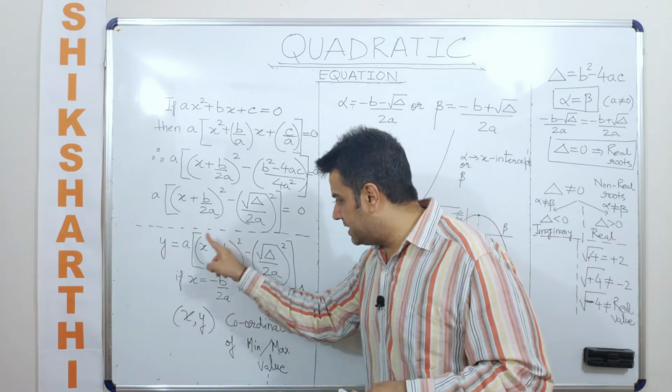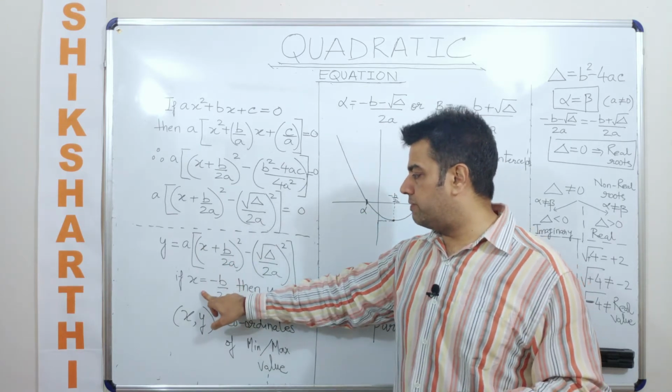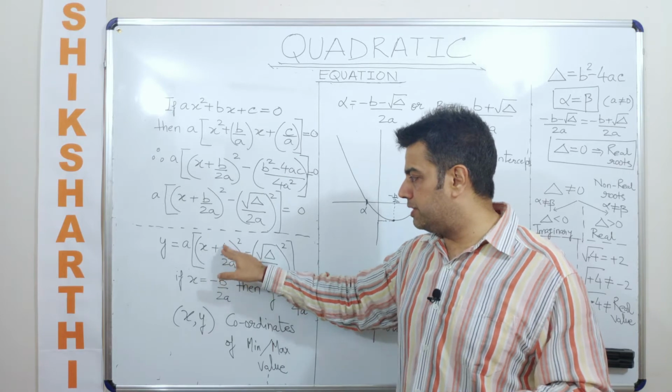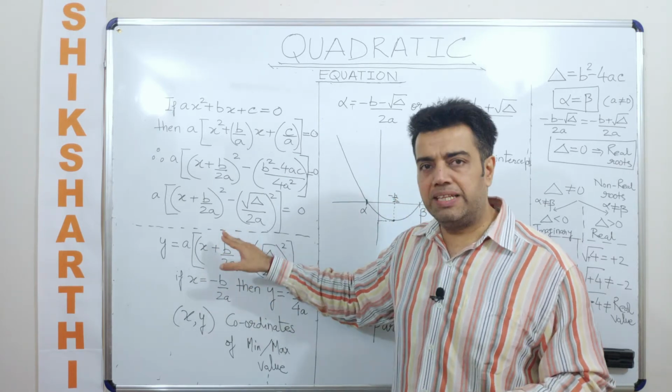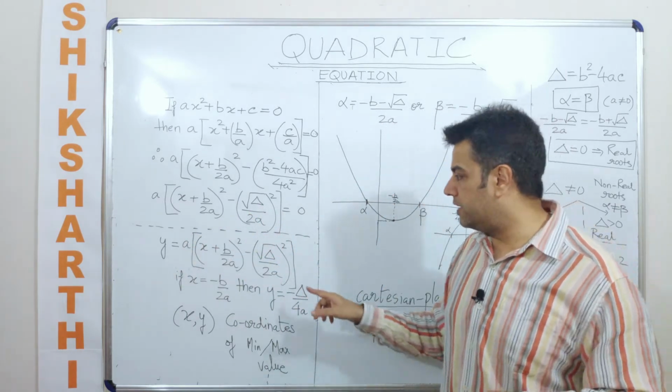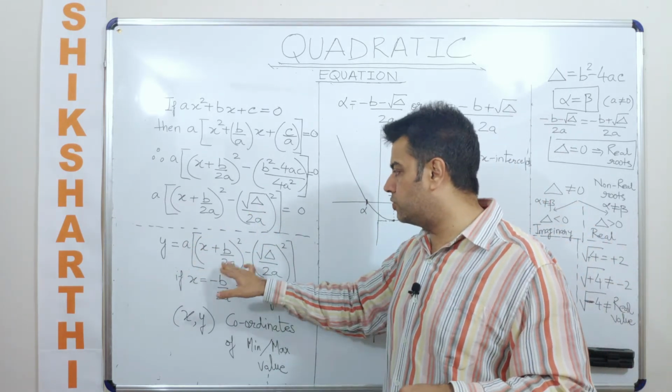So now when I make this a 0, what is this? If I put the value of x equal to minus b by 2a, this value becomes 0. That means I have eliminated x. In that case, I get the y coordinate, or I could have eliminated y and got the x coordinate.